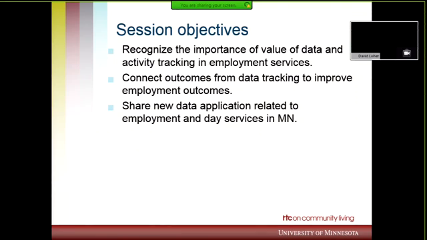Thank you, Jeffrey. This is Kelly again, and again, thank you for joining us. We have a few session objectives before I introduce our speakers today. Jeffrey is just stepping aside so Derek can join us. The first session objective is to recognize the importance and value of data tracking in employment services, about how we better understand connecting employment outcomes from data and tracking to help us improve our employment supports and services, as well as sharing new data applications around employment and day services here in the state of Minnesota.